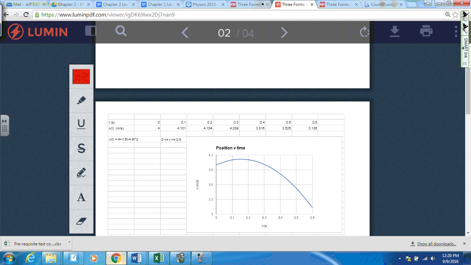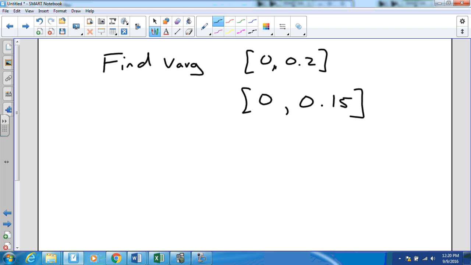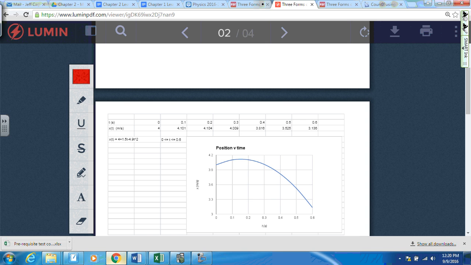Interval, first of all, 0 to 0.2. And then, on the interval 0 to 0.15. Go ahead and grab a partner that you can work with, and I'd like for you to answer these two questions from the information that's found there. If you need that information, you can see it right here.